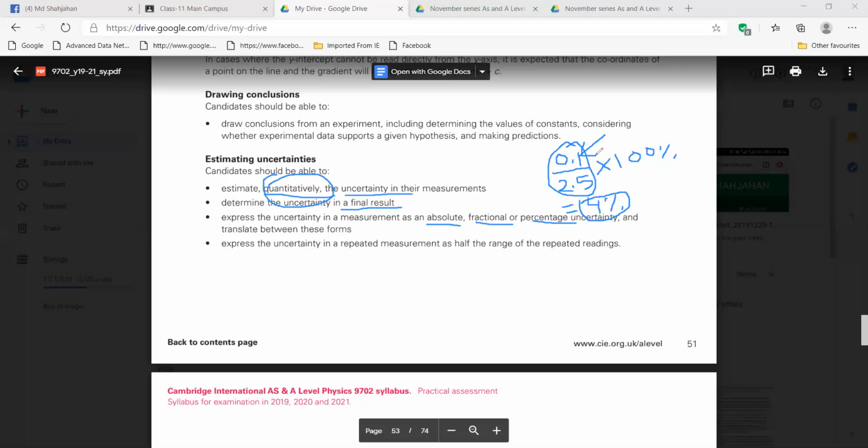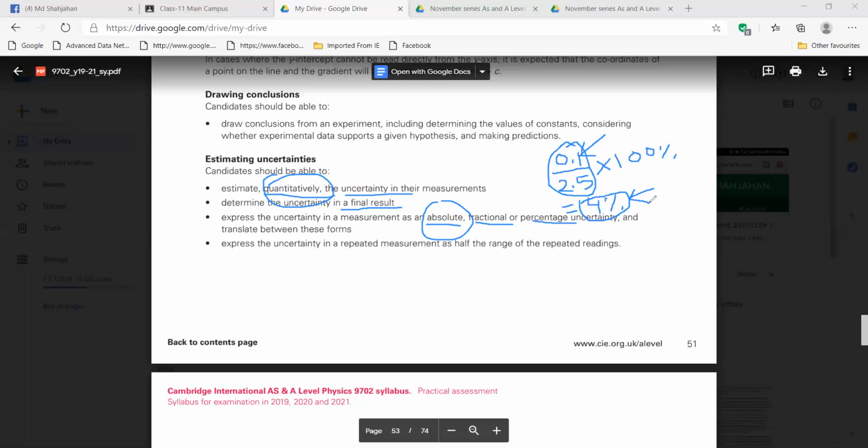Especially in measurement techniques past paper questions, when you do the chapter, you will do the topic, that time in past paper questions, you will have this idea. What about absolute uncertainty? That one will come mainly theoretically. Okay. In practical, you mostly need the percentage uncertainty calculations.